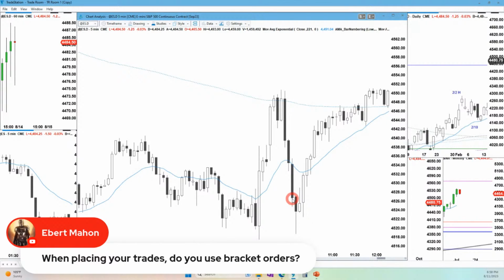When you place trades, do you use bracket orders? Yes, I use bracket orders on almost every bar. So the way I have it set up is no matter what order I enter, market order, limit order, I always have a bracket order. And I'll change it. For example, I like bracket orders.